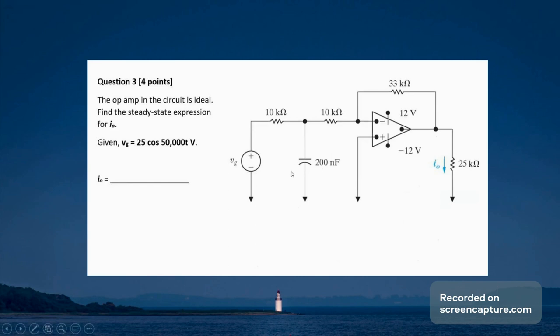The current of any capacitor is equal to the capacitance times the derivative of voltage. So you take the derivative of your voltage equation, which gives you negative 1.25 times 10 to the 6th sine 50,000 t. Now you multiply that by your capacitance, which is 200 times 10 to the 9th. And if you simplify that, you get negative 0.25 cosine 50,000 t minus 90 degrees.